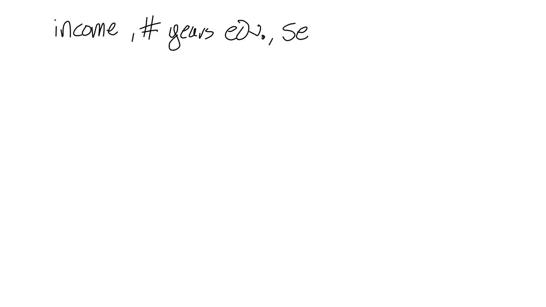The example in the reading from the James et al. book is, generally speaking, we might be attempting to predict income as some kind of function of, let's say, your number of years in education, and maybe your seniority. So the income that a worker gets is some function of these three variables, right?